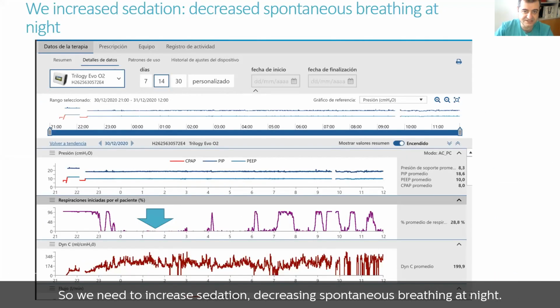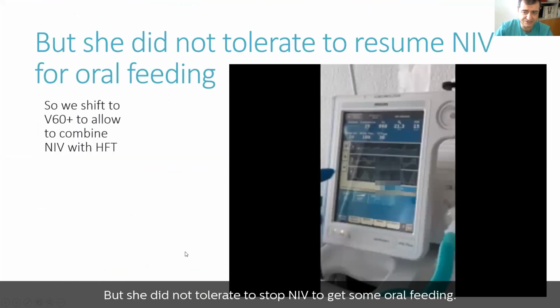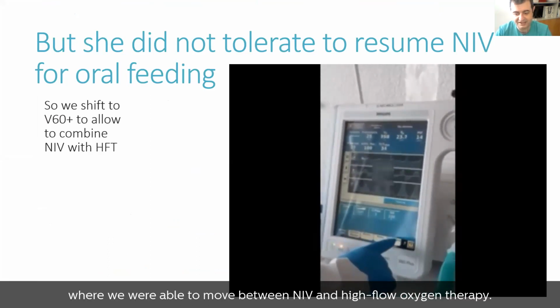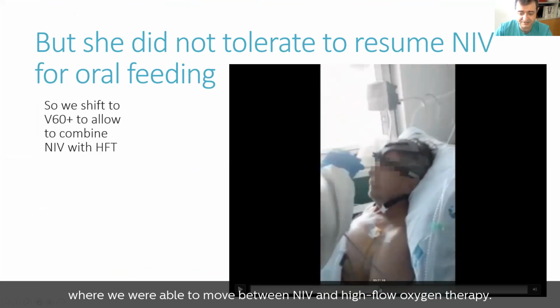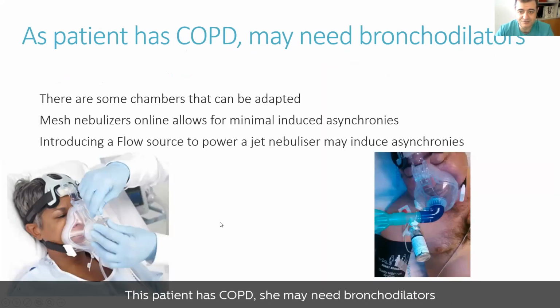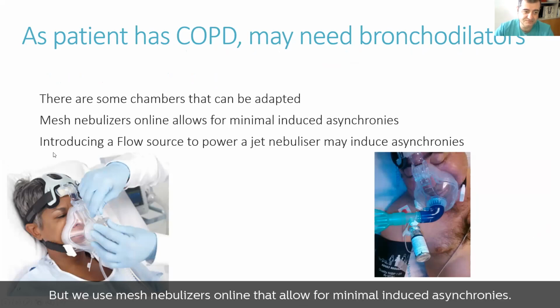So we need to increase sedation, decreasing spontaneous breathing at night. You can see here how the patient will start on backup respiratory rate, but she did not tolerate stopping NIV to get some oral feeding. So we changed the ventilator to a V60 Plus, where we were able to move between NIV and high flow oxygen therapy, just changing the mode in the ventilator. This patient has COPD. She may need bronchodilators, and there are some chambers that can be adapted, but we use online mesh nebulizers that allow for minimal induced asynchrony.